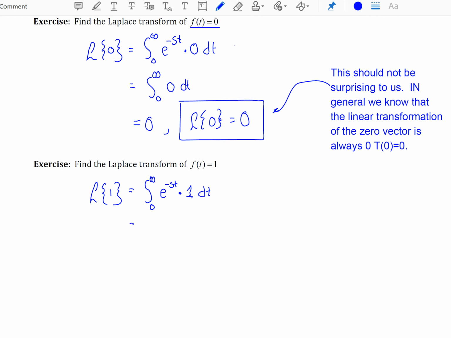But to evaluate this improper integral, we will rewrite it using limits. And so we'll have the limit as b goes to infinity of the integral 0 to b of e to the negative st dt.